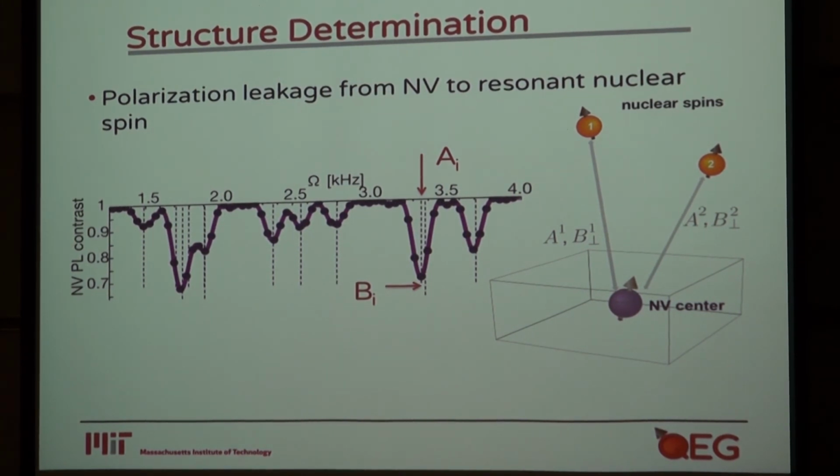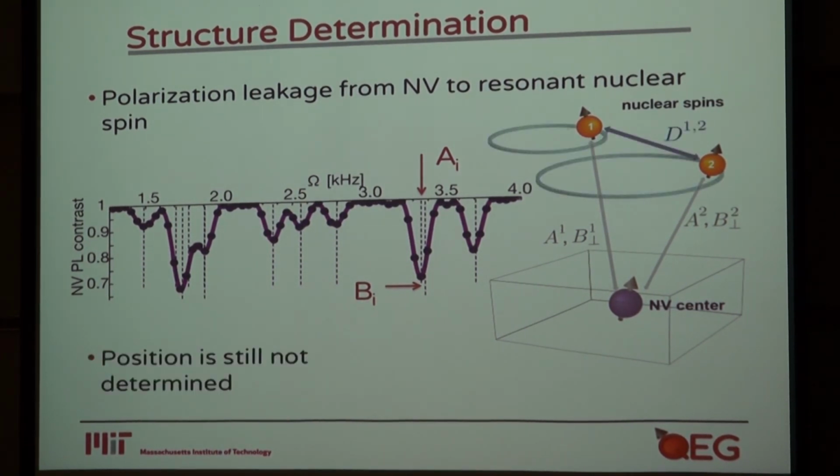Unfortunately, as a matter of fact, you only have two parameters per each spin. So what you expect is not to be able to reconstruct the exact position of the nuclear spin, but only up to a phase, which corresponds to the fact that the dipole coupling itself is sort of symmetric, and so you do not have enough information.